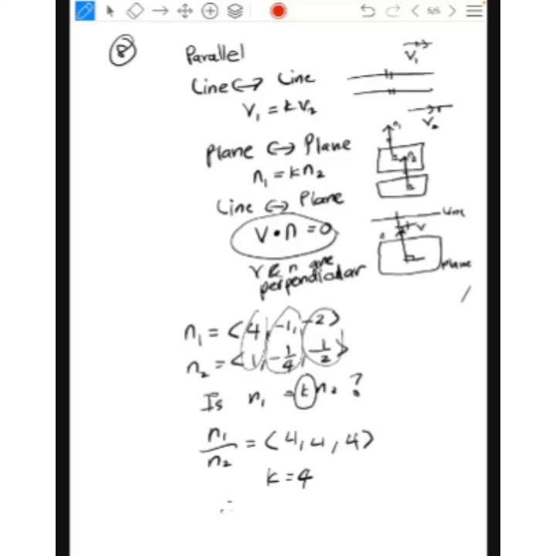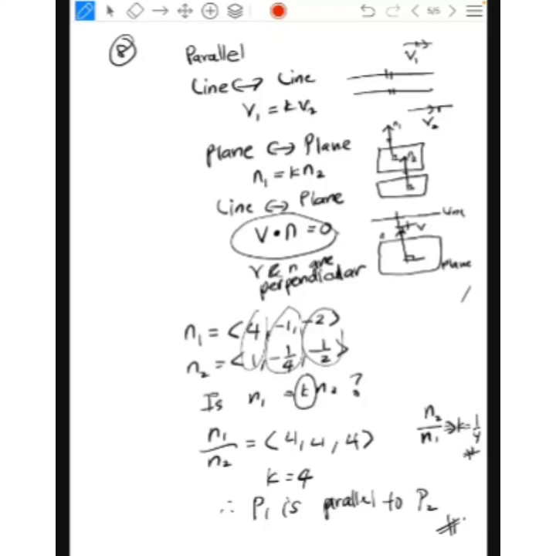Therefore, P1 is parallel to P2. Kalau you buat n2 divided by n1, then you'll find your k will be equal to 1/4 pun boleh. As long as the k value is the same for every term. You faham?